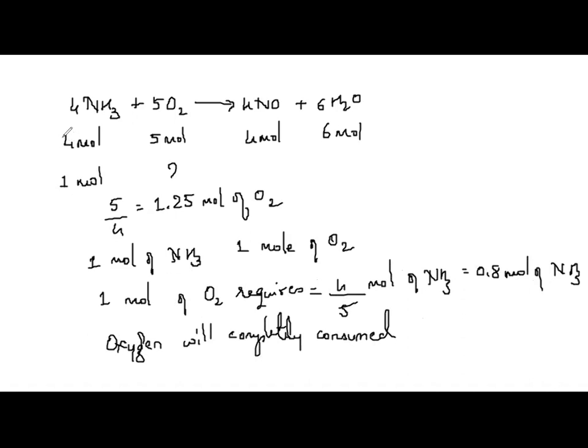You understood what I'm trying to say? 4 moles of ammonia require 5 moles of oxygen according to the reaction. 1 mole of ammonia will require 5 by 4, that is 1.25 moles of oxygen. 1 mole of oxygen will require 4 by 5, that is 0.8 moles of ammonia. So we need a very small amount of ammonia: 0.8 moles, but they have given 1 mole. And we need 1.25 moles of oxygen, but there is only 1 mole. So this is less, it gets completely consumed, and therefore oxygen is my limiting reagent. Understood? Oxygen is our limiting reagent.